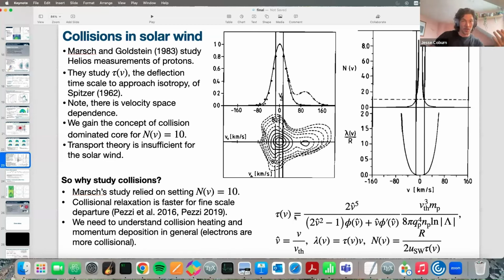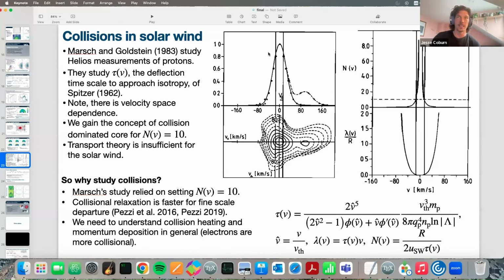But it is really important to take a look at what this timescale is relative to, say, the expansion time for protons for a realistic VDF. And that's what they've done on the left-hand side here. So here, black dashed is the actual measurement of the VDF. You see a beam out here. This black solid line is a Maxwellian fit that they did. And here's the 2D version. So you see this parallel beam, which is almost always measured in the solar wind. And then what they've done is they've drawn these black lines where N of v is equal to 10.